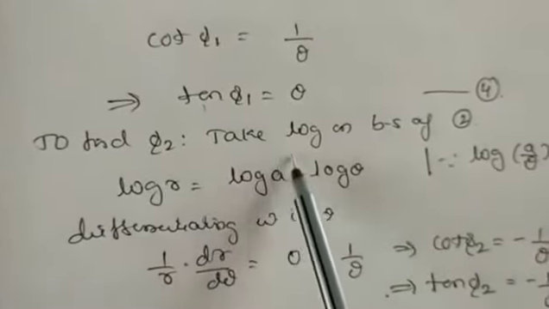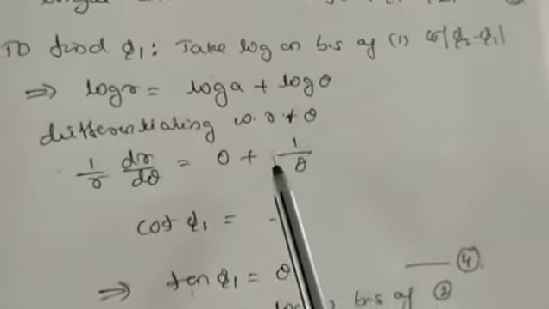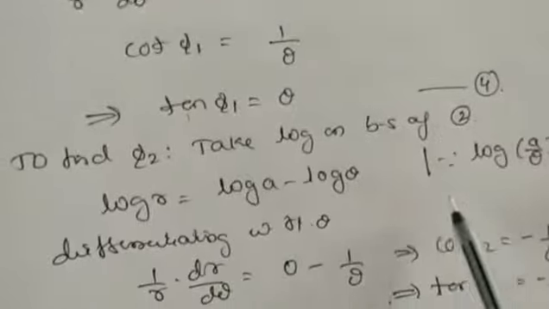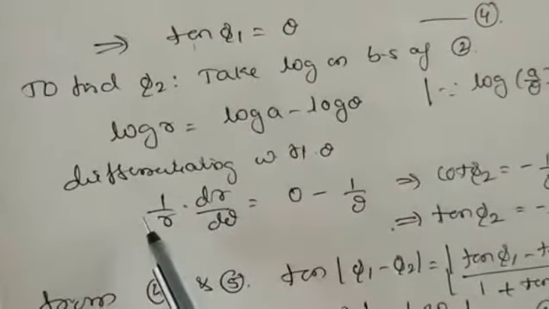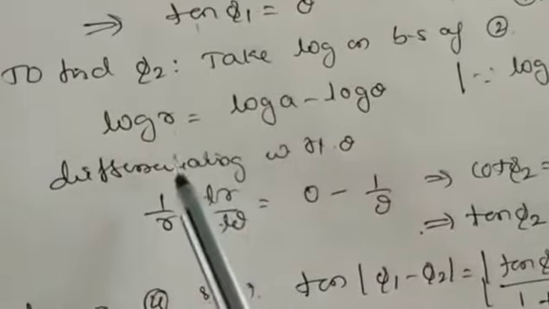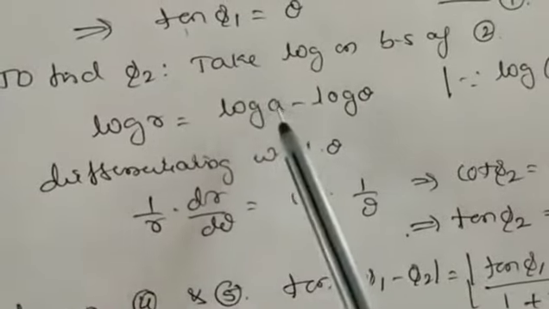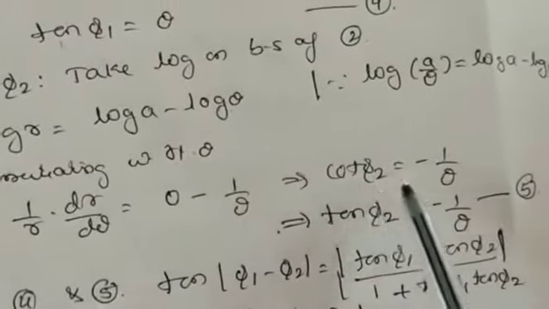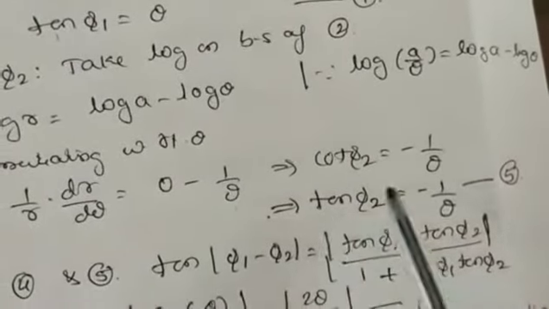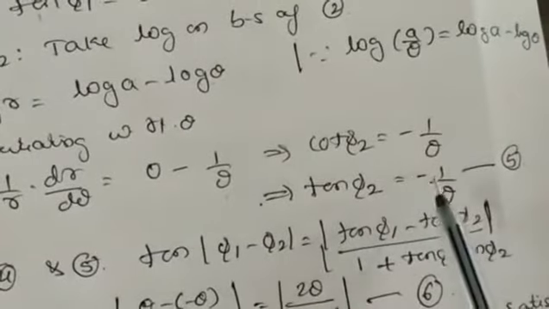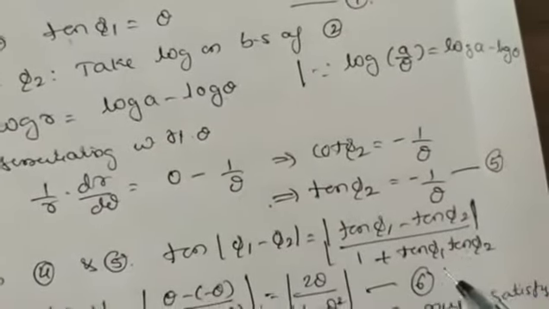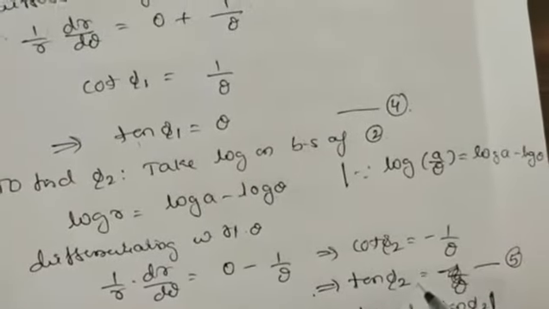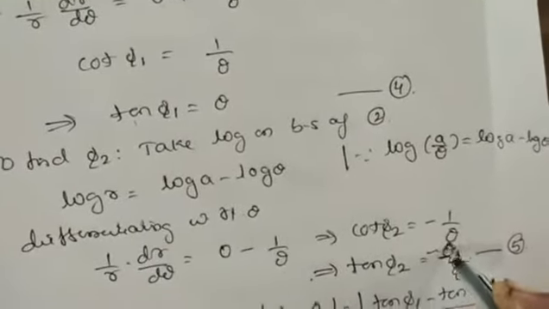Again, to find phi 2, take log on both sides of equation 2, which is r equals a by theta. That is log a by theta, which is log a minus log theta. Differentiating with respect to theta, the derivative of log r is 1 by r dr by d theta, the derivative of log a is 0 and the derivative of log theta is 1 by theta, with a minus sign. So cot phi 2 equals minus 1 by theta, and taking the reciprocal, tan phi 2 is simply minus theta.